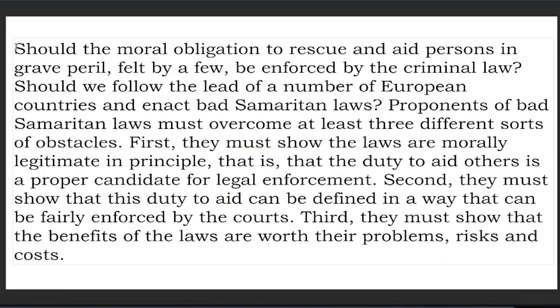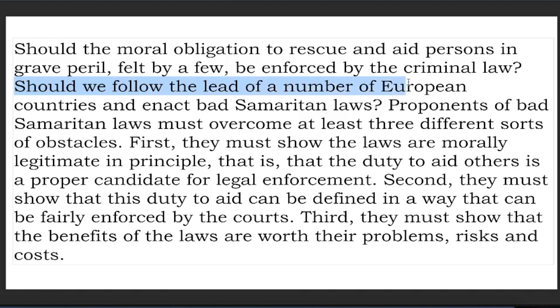So let's try out the next question, and once again let me start with the first sentence. Now this one starts with the question: should the moral obligation to rescue and aid persons in grave peril felt by a few be enforced by the criminal law? So easy enough sentence, that moral obligation to rescue someone who is in grave peril. Peril means danger, and that moral obligation is felt by a few, not everybody feels it. Now should it be enforced by criminal law?